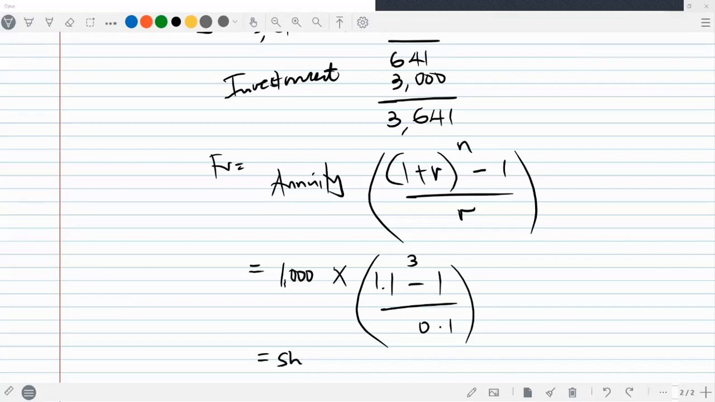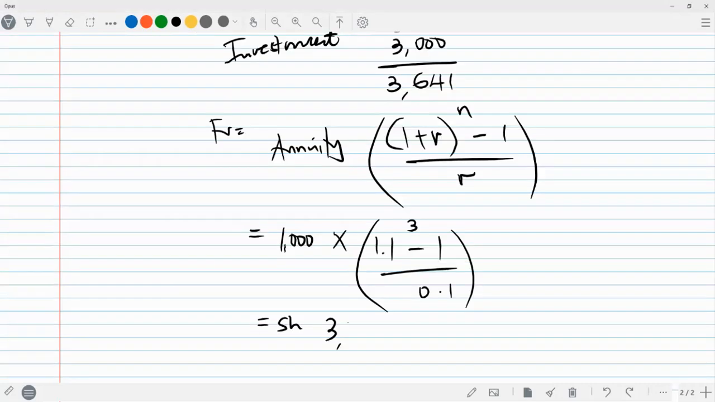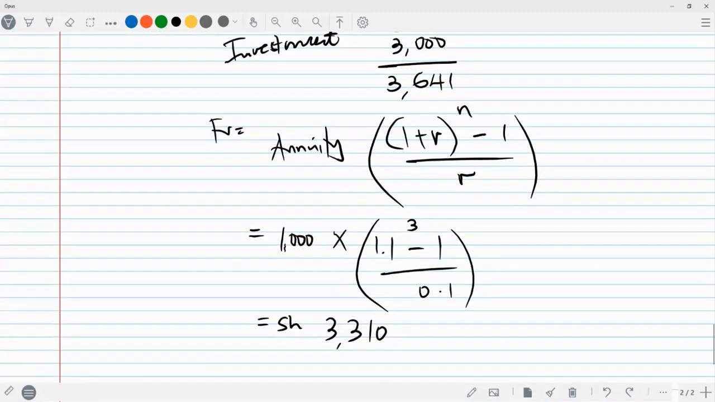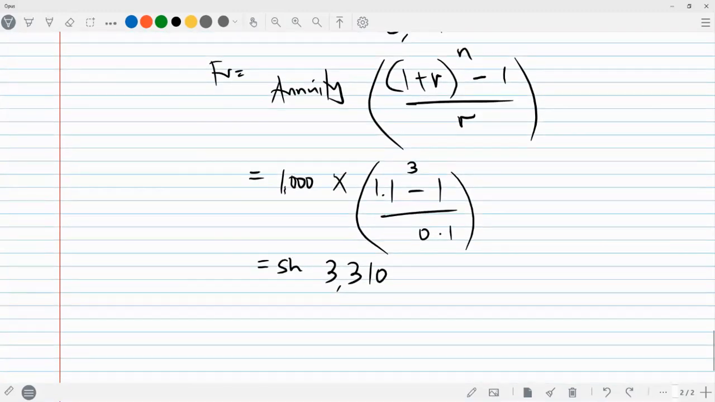You get how much? It's giving 3,310. 3,310. Yes. Okay. Can you multiply this by 1.1? To multiply this by 1.1?